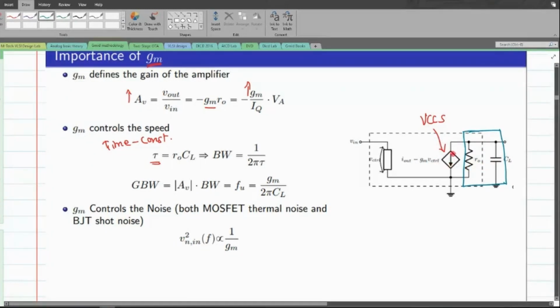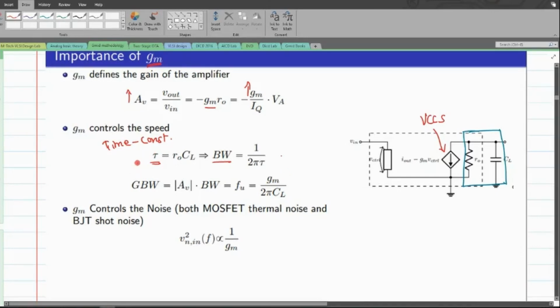Through this reasoning, we could define the value of tau as the product of the output impedance times the capacitive load. This tau can also be defined in terms of bandwidth. The inverse of tau is what we mean by the bandwidth of the circuit. So when I take the inverse, we end up having this. Now in this entire formula, we have touched upon the GM.